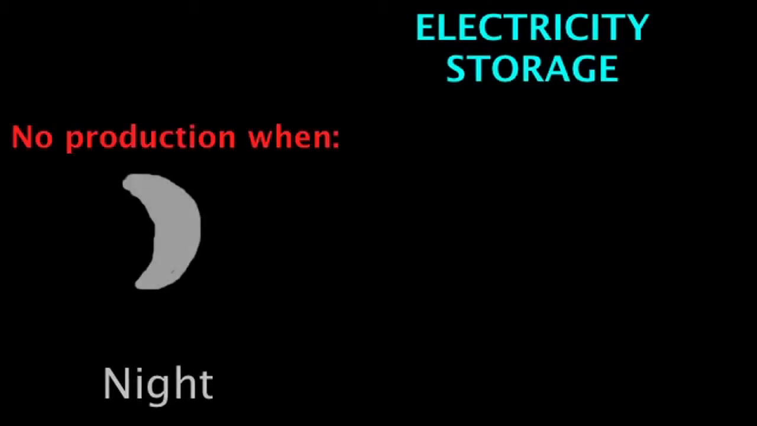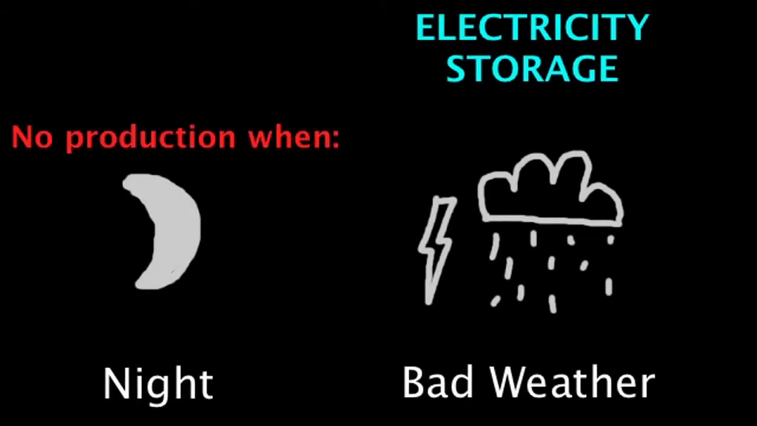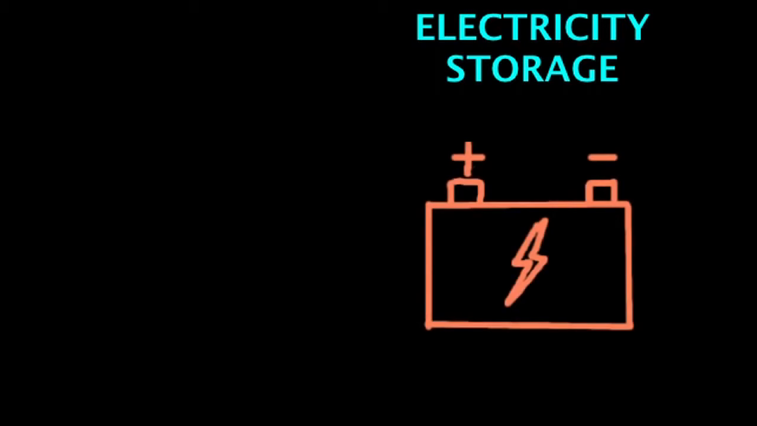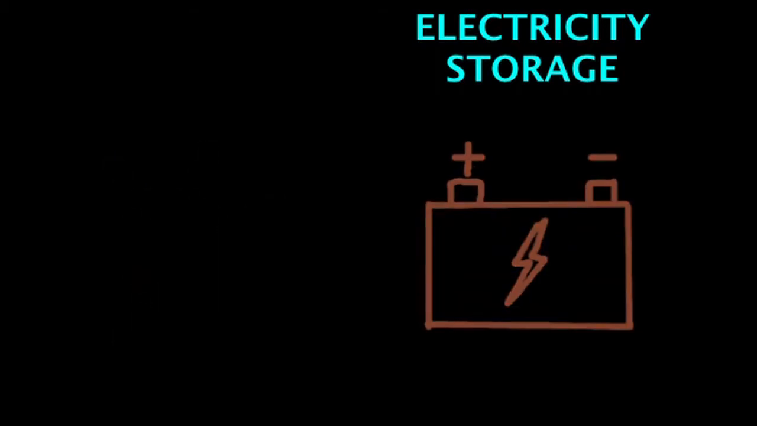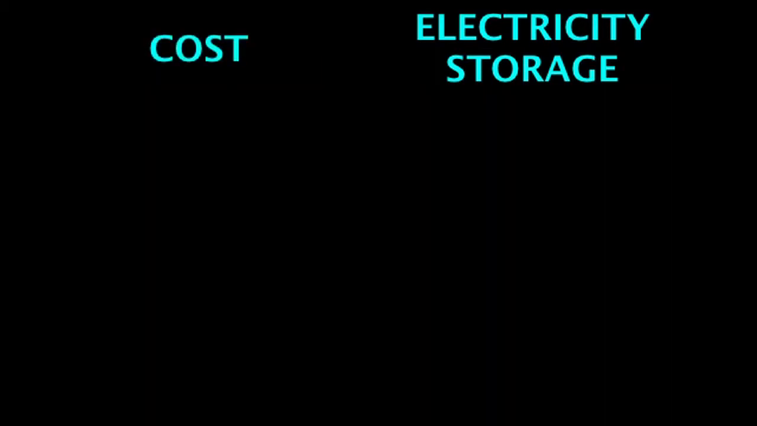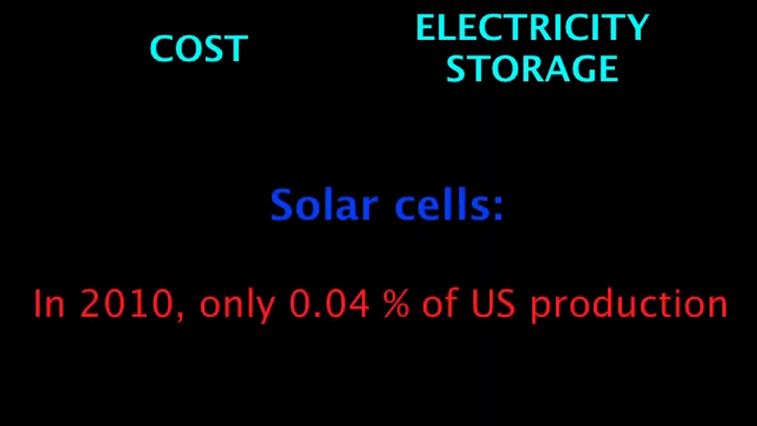Also, the electricity provided by solar cells is not available all the time. We could theoretically store the surplus of electricity during the day and use it at night, but storing these huge amounts of electricity is still complicated and expensive. These two reasons mainly explain why today only 0.04% of US electricity comes from solar cells.